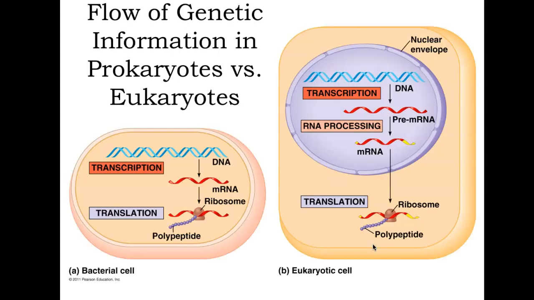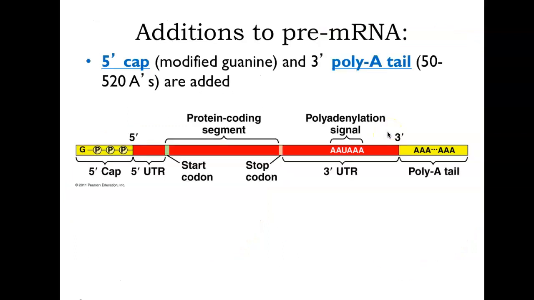RNA gets processed in eukaryotes. This is something really important to know. College Board loves bringing this up. So in prokaryotes, it's ready to be translated. In eukaryotes, it's going to undergo some changes. All right, so what are those changes?